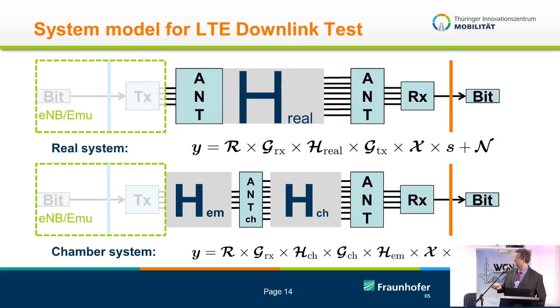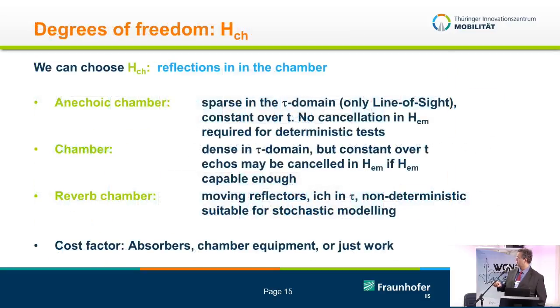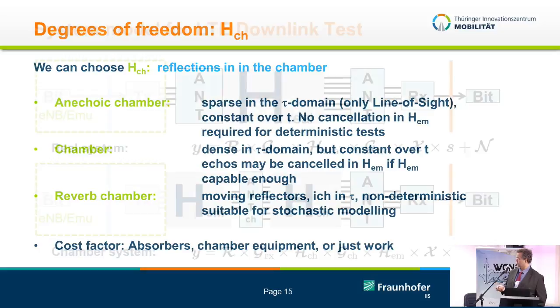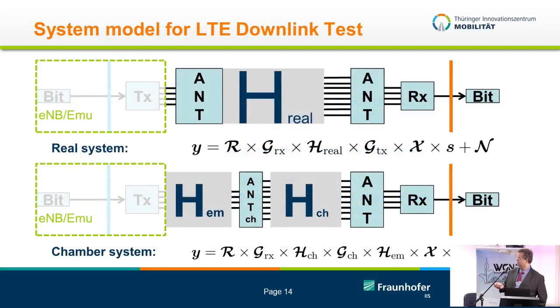We basically describe this mathematically the way that, okay, we have our transmitter going to the transmit antennas, some channel, some antennas, and then again to the receiver and so on. So this is the path that you see for the real system here. And this is the same path for the laboratory system, where you have the transmitter going through the channel emulator, going through your emulation antennas, going through the chamber, then hitting the receive antennas, and ultimately going to the receiver.